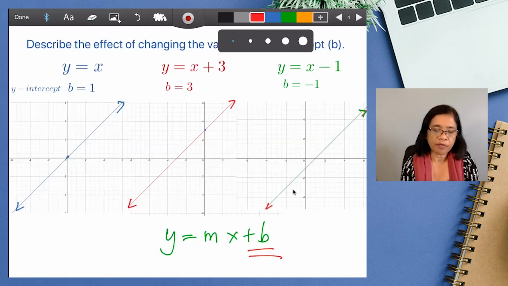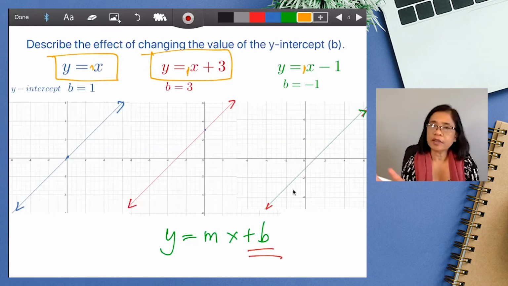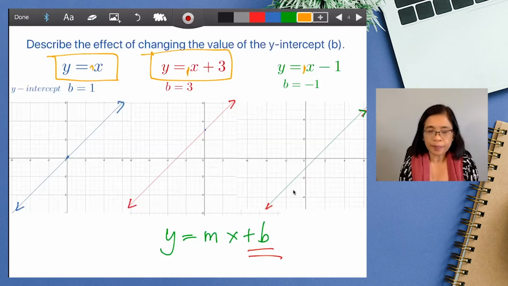Notice that for all these three examples, our m are the same. M is 1, the slope is 1, 1, and 1. The coefficients of x represent the slope. So notice that the inclination, they're the same. However, we are changing the value of b, or the y-intercept.